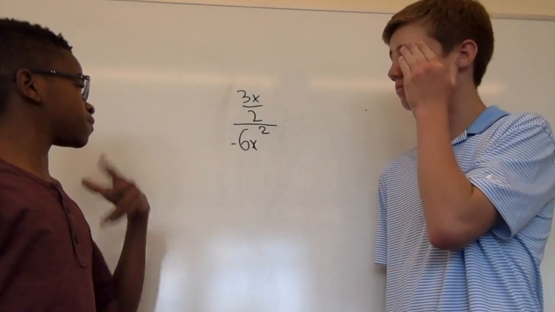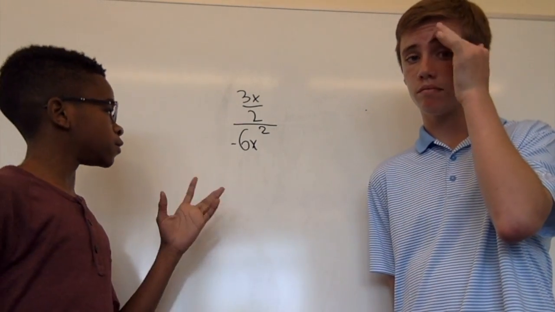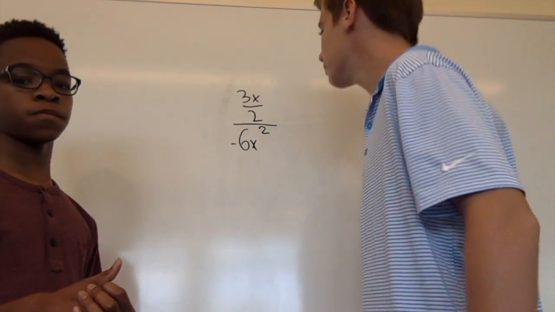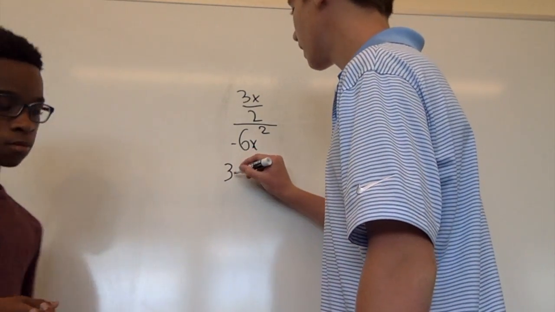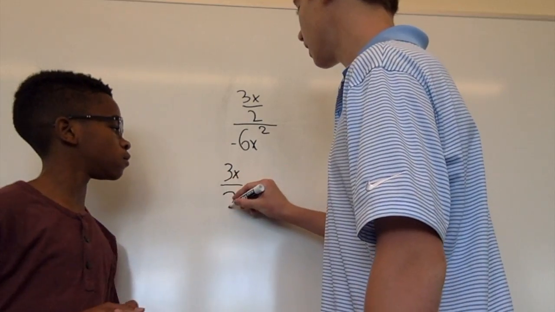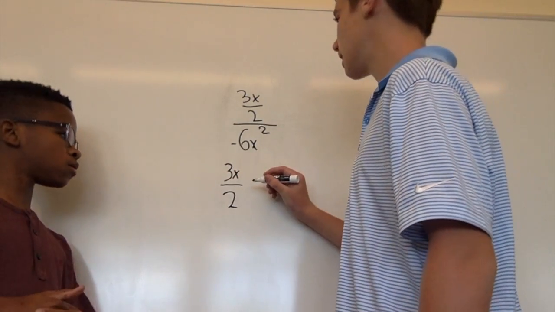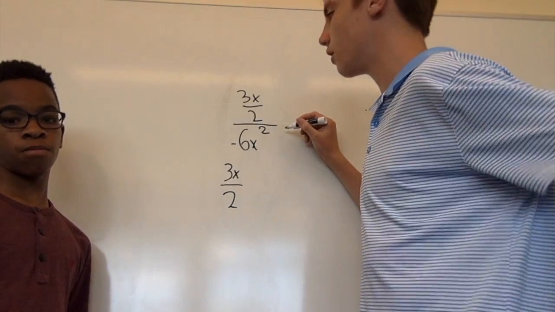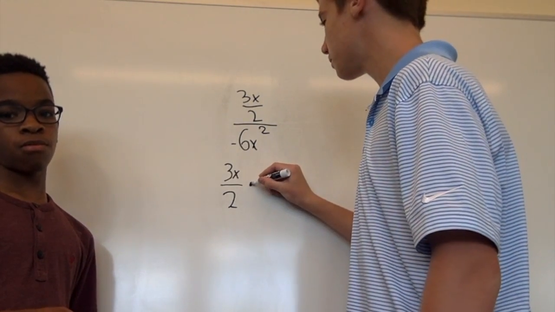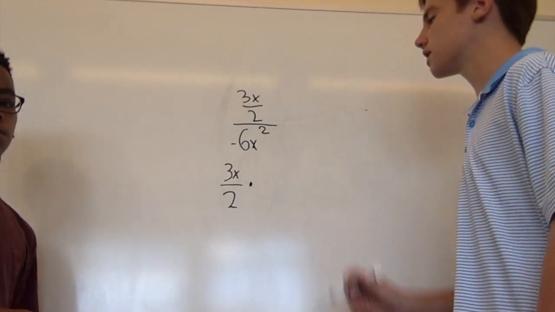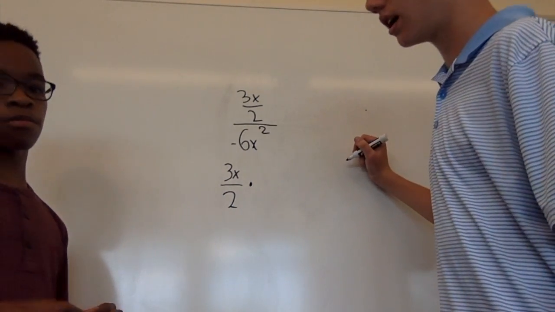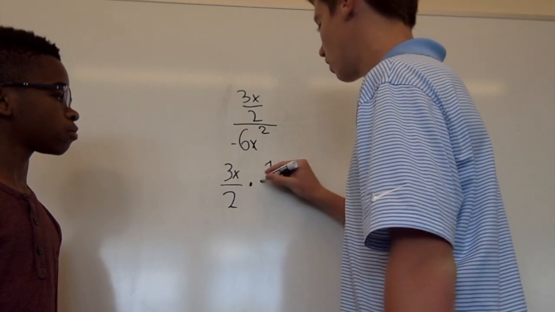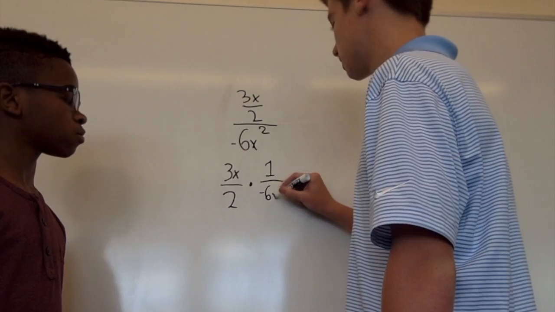So as you can see, this problem has a negative and has an exponent in it, so it'll be a little bit harder. So in this problem, we are going to keep 3x over 2. Then, just like we did last time, we are going to change the sign. Here you know that you're dividing, so you just change it to multiplication. And negative 6x squared is basically negative 6x squared over 1. So then we would just make it 1 over negative 6x squared.